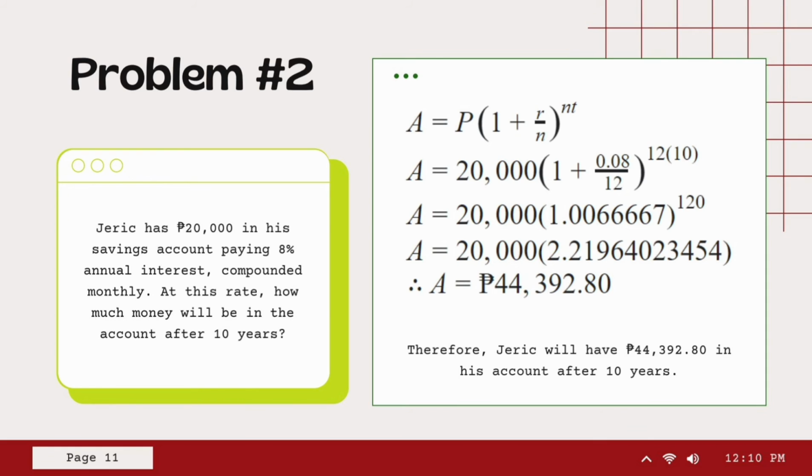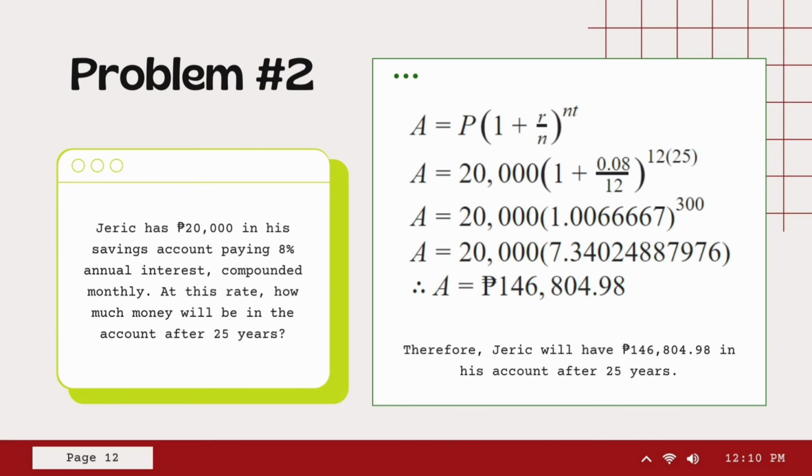Thus, A is equal to 44,392 pesos and 80 centavos. Therefore, Jeric will have 44,392 pesos and 80 centavos in his account after 10 years.